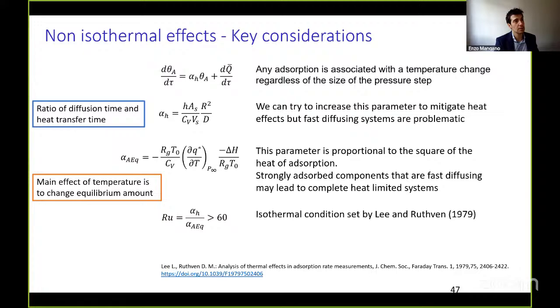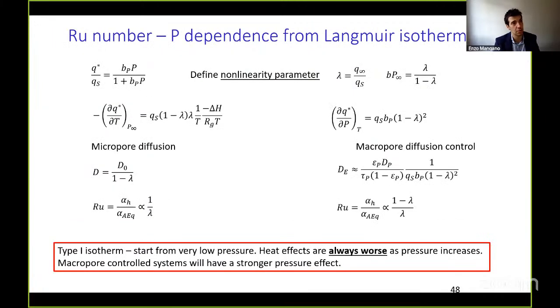Another important consideration is the pressure dependence of the Ruthven number, i.e. what happens to our thermal effects when we go up in pressure, as the techniques are described. As you measure the kinetics, the standard experiment will lead you to have different pressure steps. If you're measuring an isotherm, you want to look at the transient of each pressure step. So what happens when you go up in pressure?